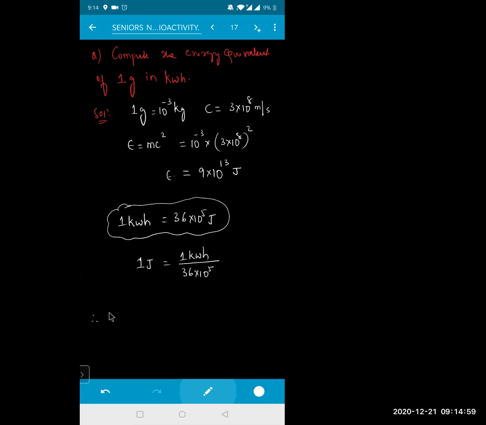So therefore I can say that the energy equivalence of 1 gram is equal to 9 into 10 to the power of 13 joules. 1 joule is equal to 1 kilowatt hour divided by 36 into 10 to the power of 5. So if we simplify this one, we will get 2.5 into 10 to the power of 7 kilowatt hour.